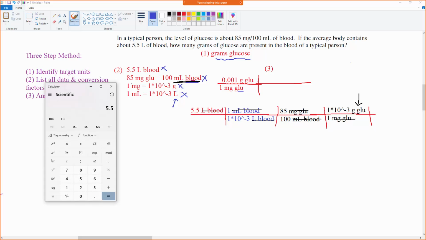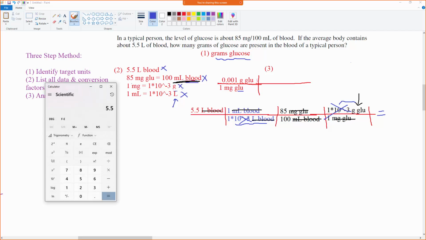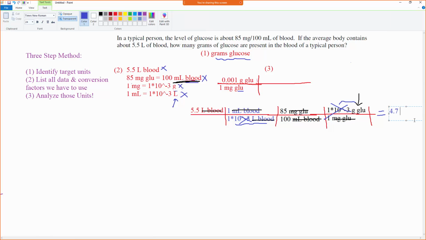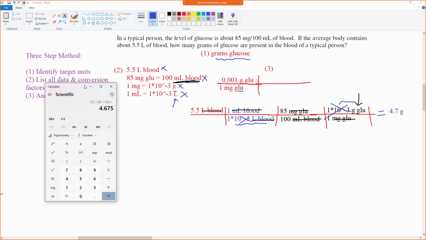Somebody here mentions, why plug these into my calculator when they can just cancel out? Why don't I just cross those out, right? 1 times 10 to the negative third divided by 1 times 10 to the negative third. I think that's a great idea. Okay, so 5.5 liters multiplied by 85 divided by 100, and I get 4.68 grams, 4.7 grams of glucose. If that makes you uncomfortable to just cancel those out, I totally understand. Let's try it that way too.